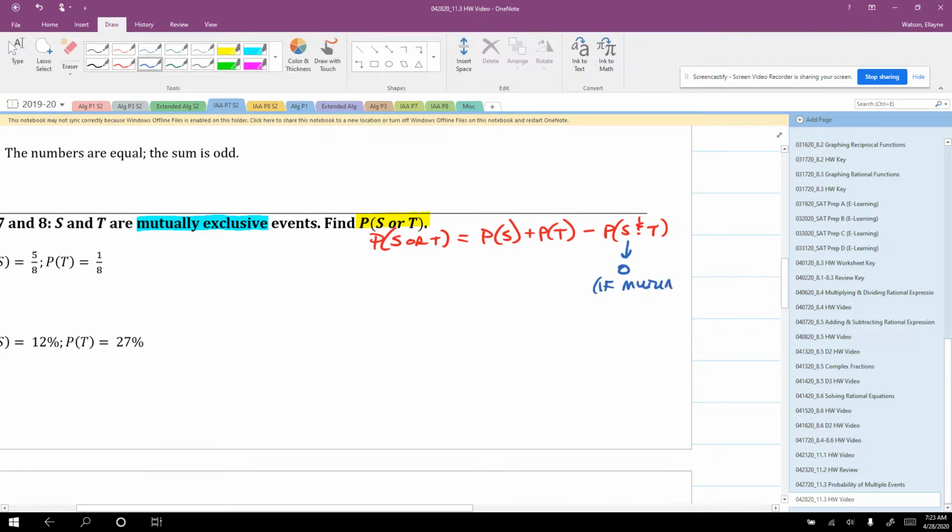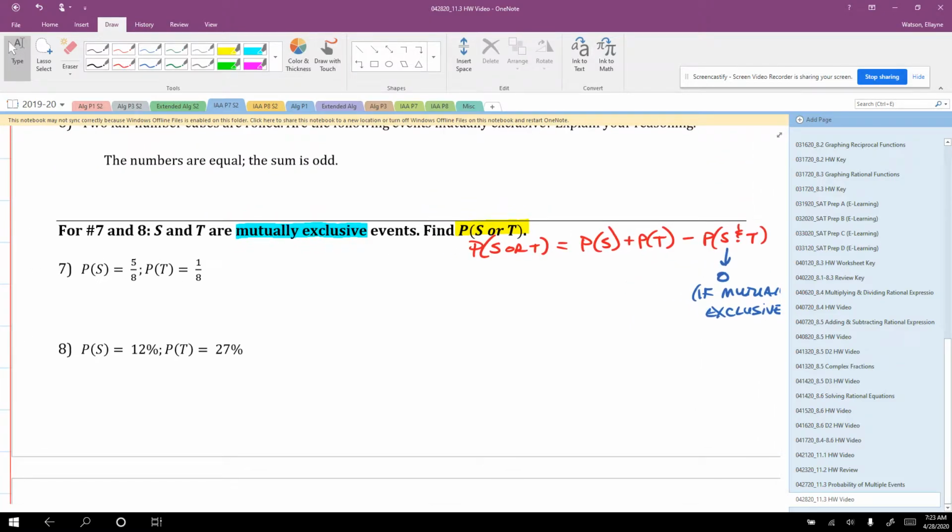In this case, they are, right? Because if they are mutually exclusive, they cannot happen at the same time. So the probability of them happening at the same time is 0. So for these two, you're just going to add them up. Okay, so this is going to be 5 over 8 plus 1 over 8 equals 6 over 8, which as a decimal is 0.75 and as a percentage, 75%.